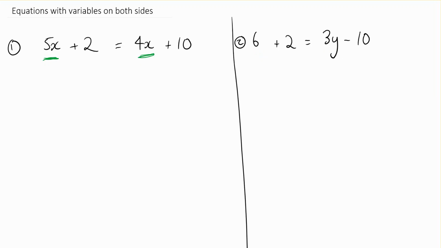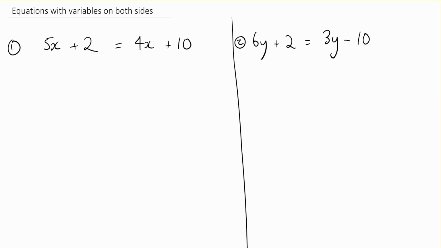So our goal is to still, for example, in question 1, get x equals something. And in question 2, our last line is going to be y equals something. So that should be a 6y there. So the first step is to move the terms with the variables, the letters, to the left-hand side.